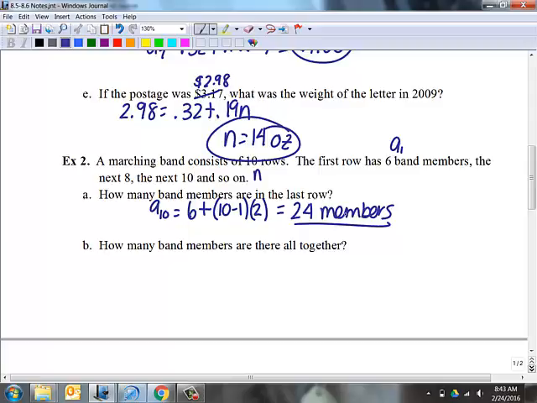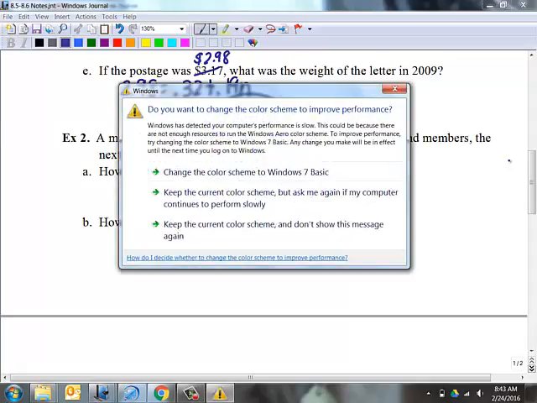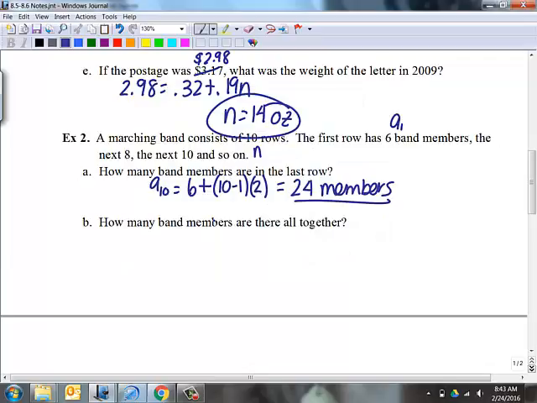Now it says how many members are there in the band total? So how do we figure that out? I have a question. What would AN be then? AN is 24, the 10th term. The 10th term is 24. That's in the last row. There's 24 members. But how do you find out how many members there are in total?